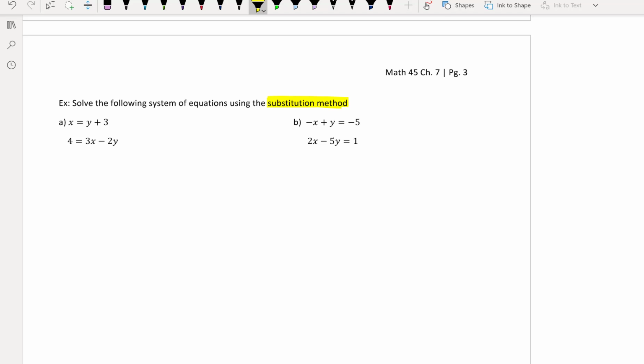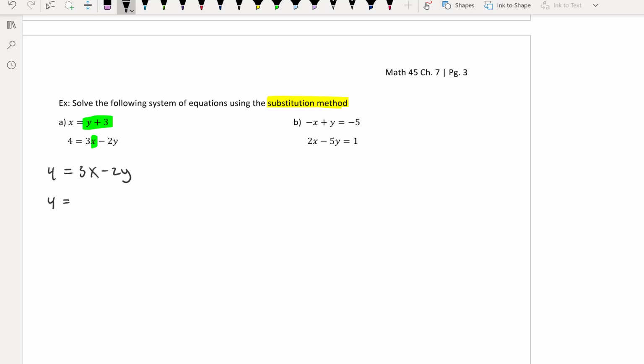So using the substitution method, we have that x is equal to y plus 3, and 4 is equal to 3x minus 2y. So what we really do is plug one equation into the other. So notice how the x variable is isolated. So this y plus 3 represents all of x. So that's what I'm plugging into that equation. So I have 4 is equal to 3x minus 2y.